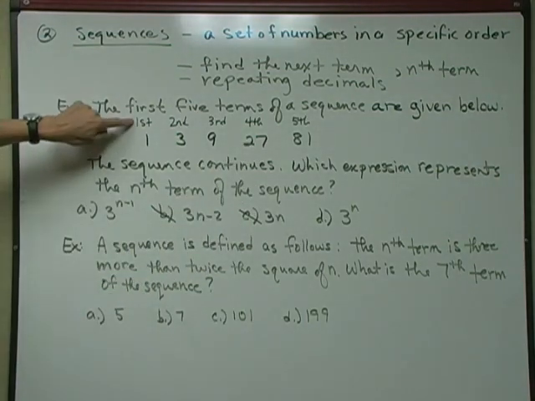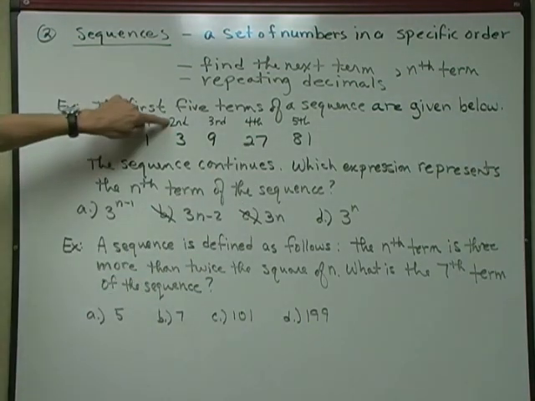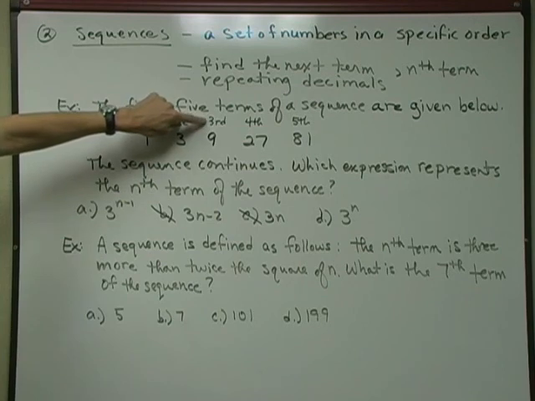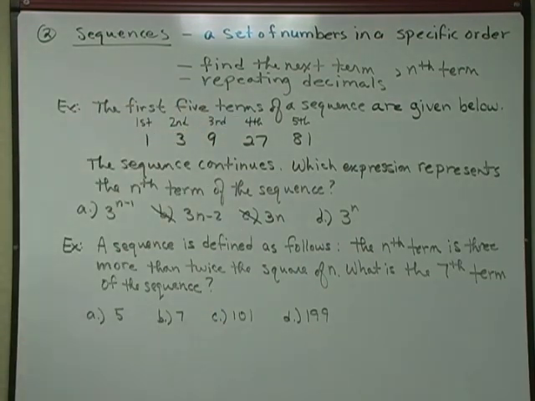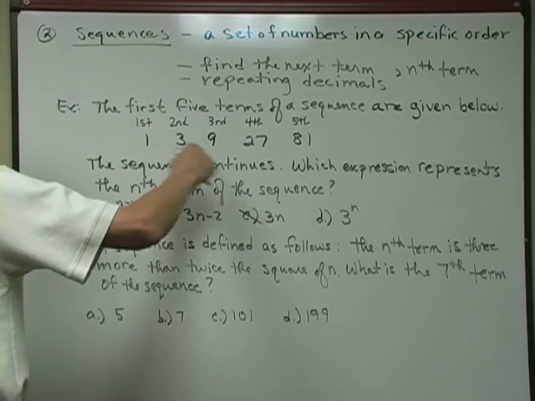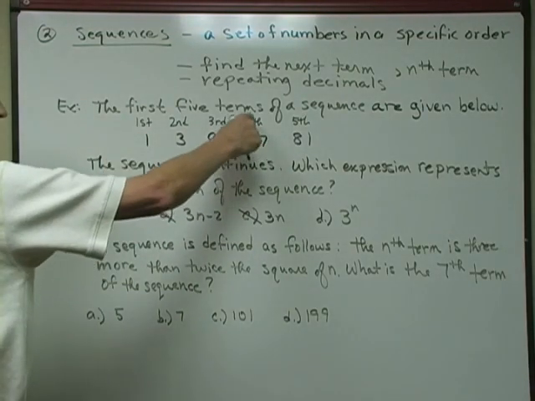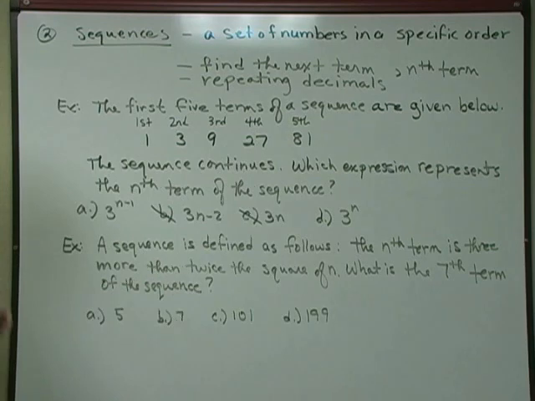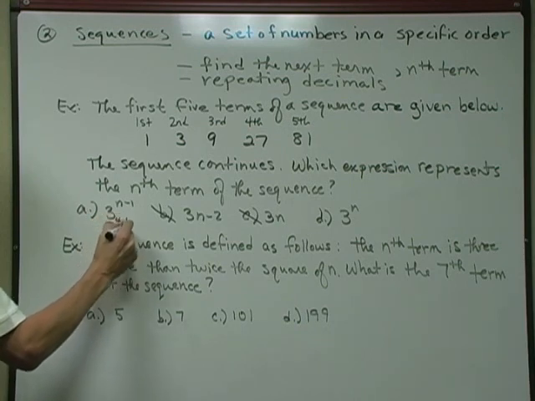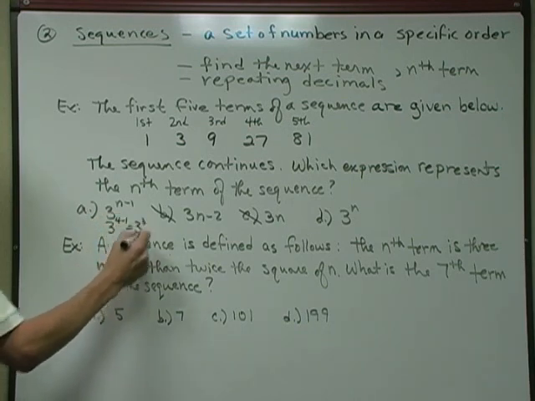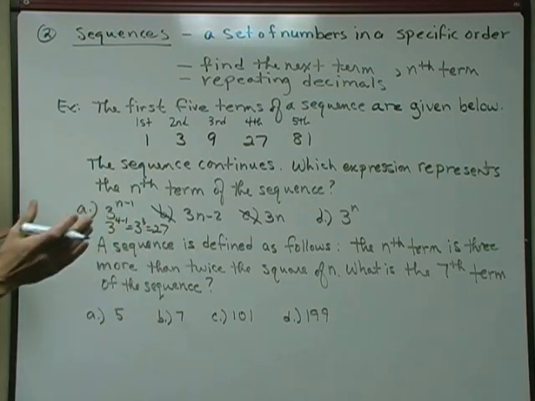So if I plug in 1, I should get 1. If I plug in 2, I should get 3. If I plug in 3, I should get 9. If I plug in 4, I should get 27. So I could start with the first one, but I think I'll just take this 4, 27. If I plug in 4, I better get 27. So let me go to each of the answers. If I plug a 4 in there, I get 3 to the 4 minus 1, which is 3 to the 3rd, which is 27. That's a good sign.